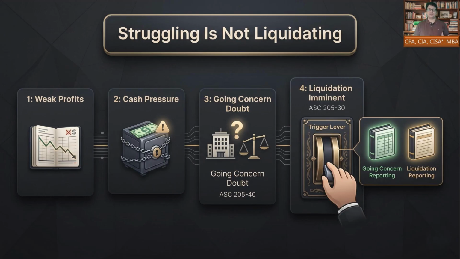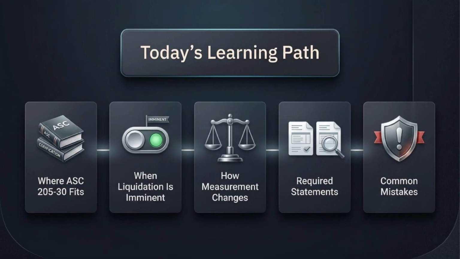So the first memory rule is simple. Financial trouble is a warning signal, not the trigger itself. Here is our learning path for today. First, we will place ASC 205-30 inside the ASC 205 family. Then we will identify when liquidation is considered imminent.